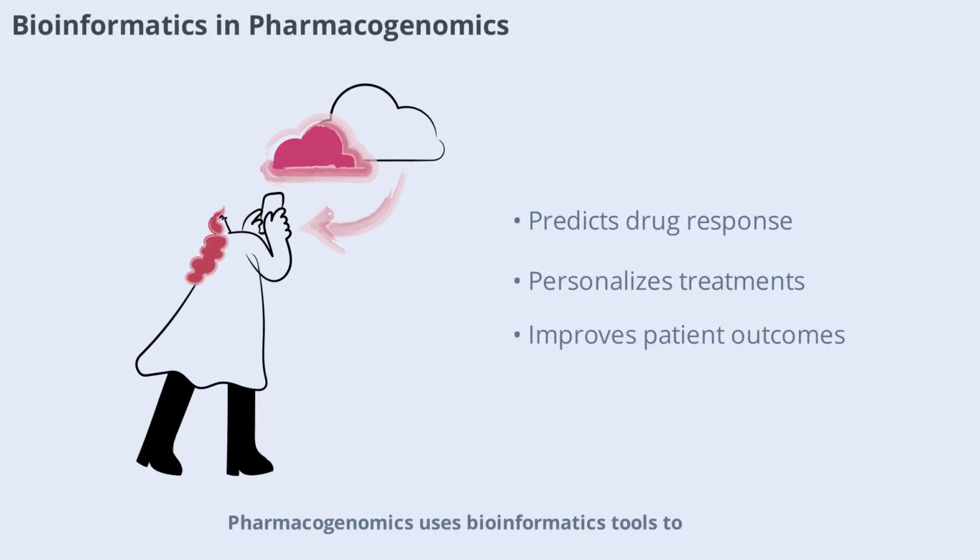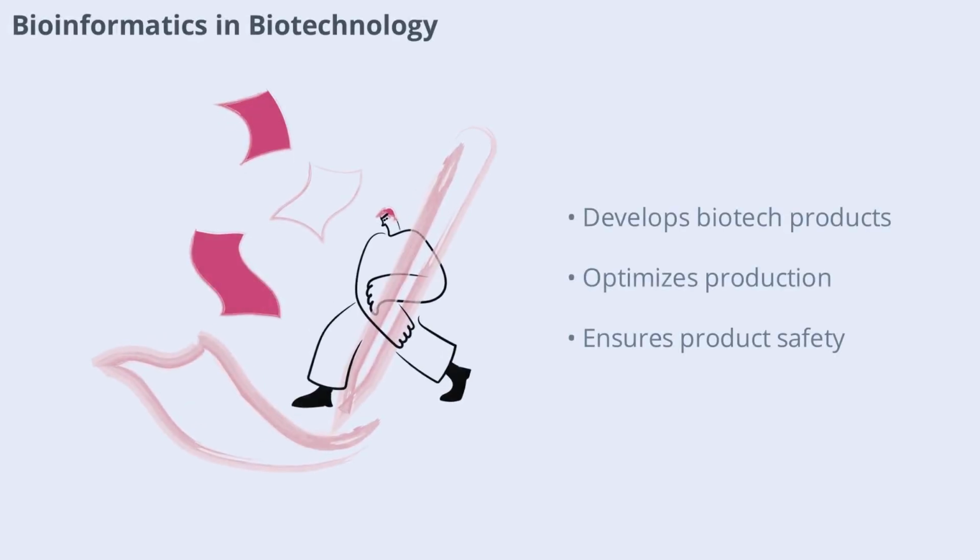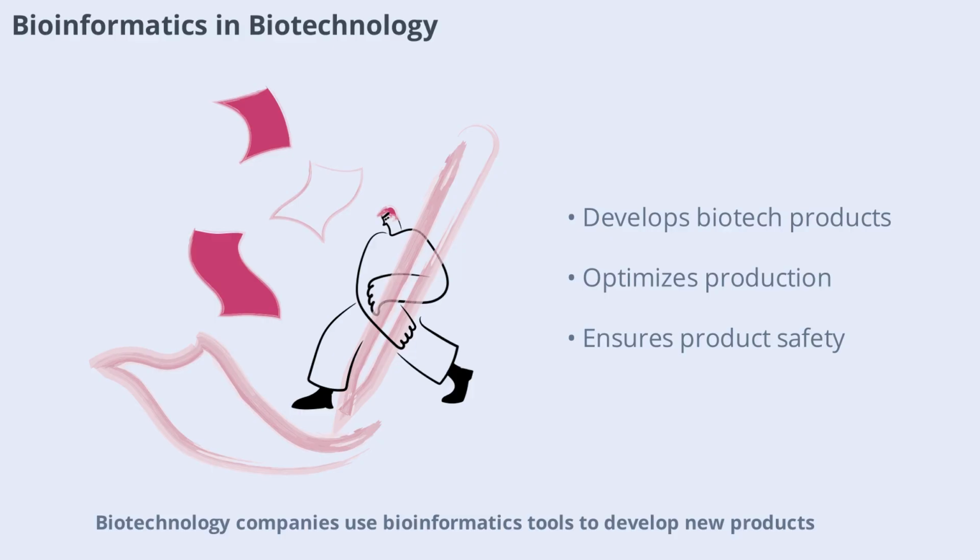Pharmacogenomics uses bioinformatics tools to study how genes affect drug response. By analyzing genetic data, scientists can predict which medications will be most effective for each person, reducing side effects and improving outcomes. Biotechnology companies use bioinformatics tools to develop new products, from enzymes to biofuels.